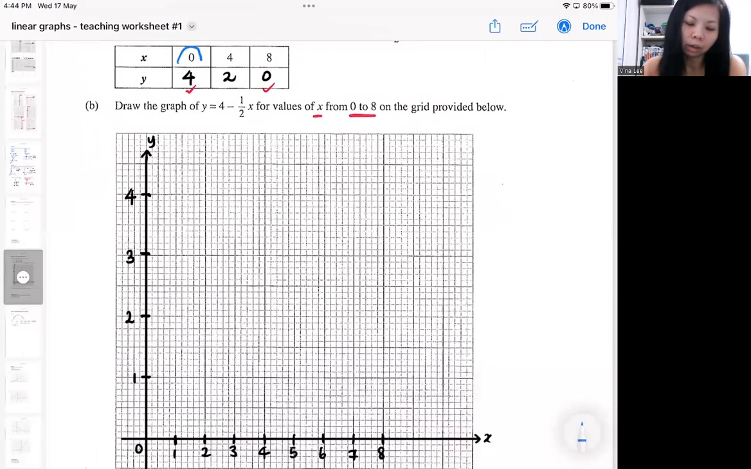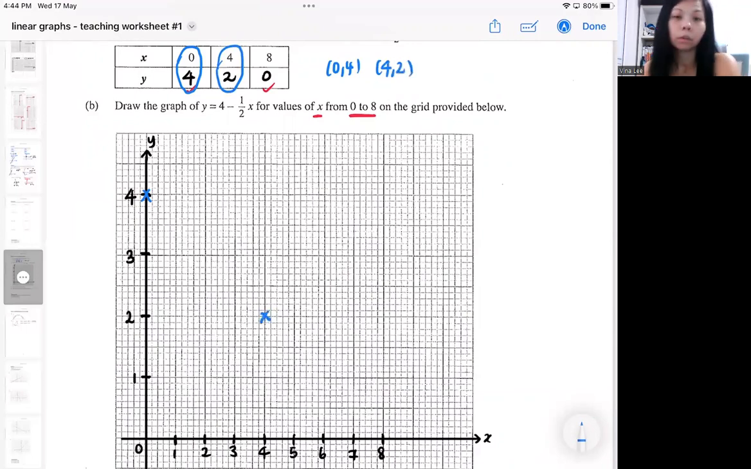to draw. So in this case, this is 0, 4. So 0, 4 is here. This one will be 4, 2. By now, you should be quite good at plotting. And 8, 0 will be here. So if nothing goes wrong, you should be able to get a straight line.